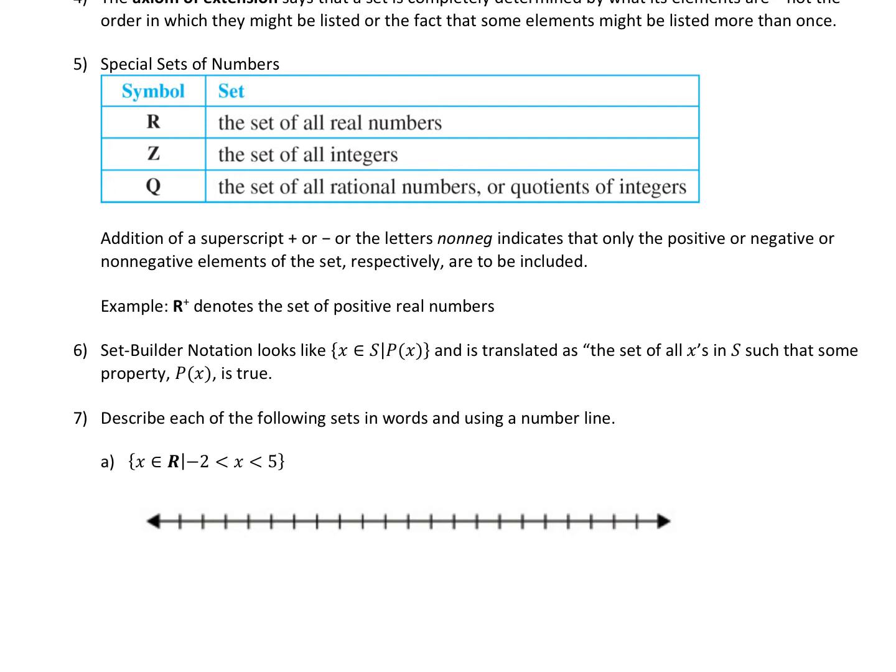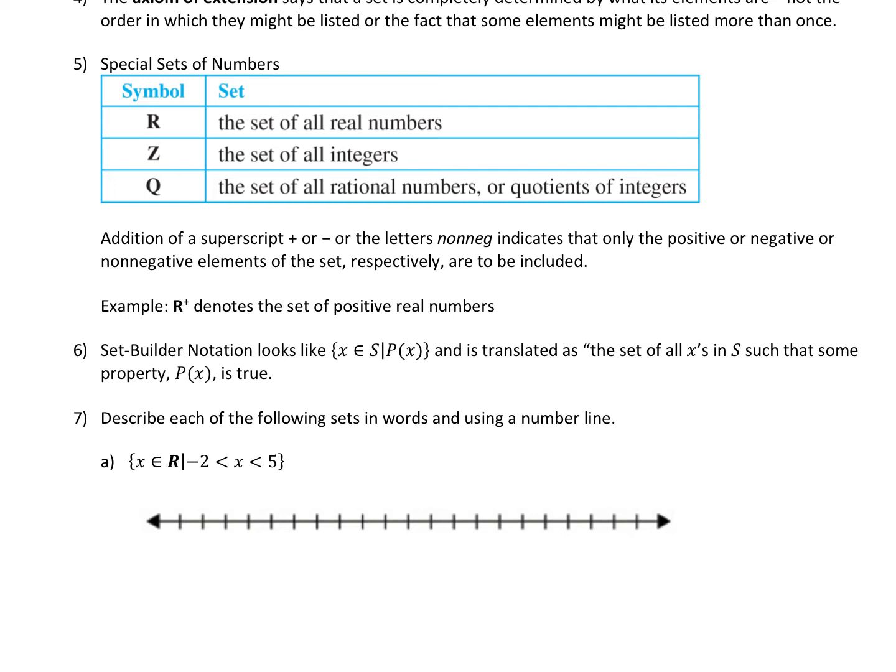Adding a superscript of a plus or a minus, or the letters non-neg, indicates that only the positive or negative or non-negative elements of the set, respectively, are to be included. So for example, the capital R with a little plus superscript, that means the set of positive real numbers. So instead of all reals, it just means the positive ones.